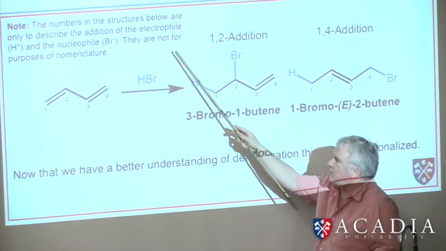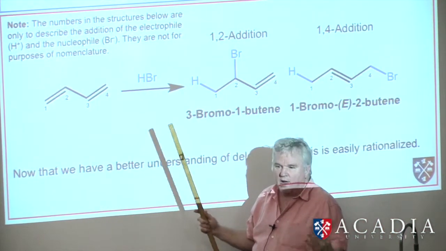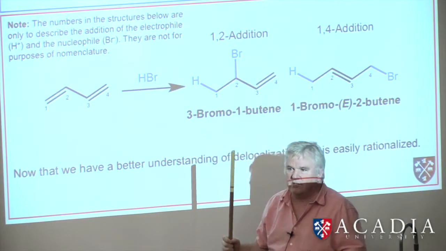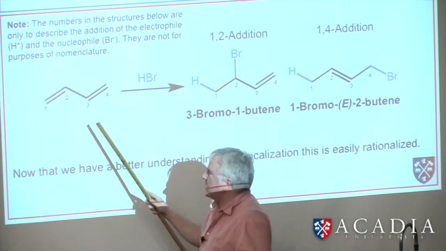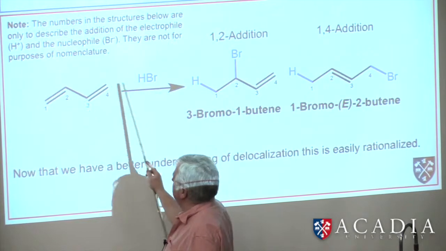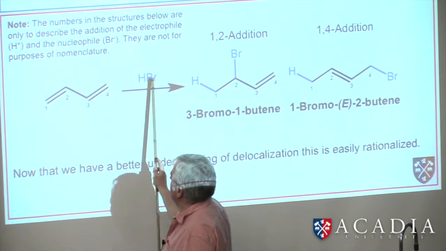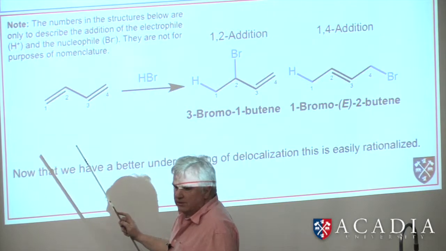Notice I have this little paragraph. Don't confuse this numbering with nomenclature. We're using it only for purposes of where the atoms go. When we talk about 1,2 addition, the proton goes in the 1 position, and the bromide ends up in the 2 position.